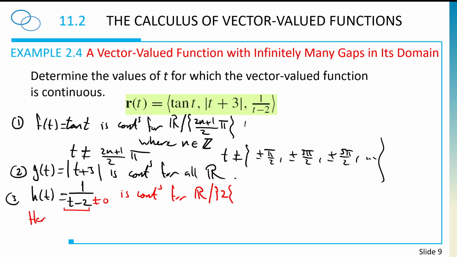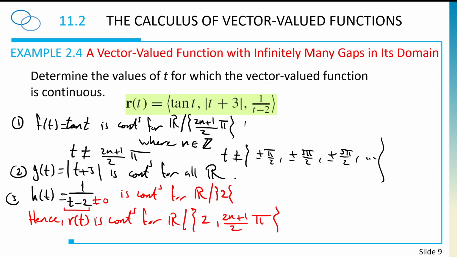Now, how do I write the final result? So I can say that hence r of t is continuous for R except what? What are the excluded points? Except 2 and all the odd multiples of pi over 2. Either you write the general form or you list the terms. (2n plus 1) over 2 times pi, for n an integer.